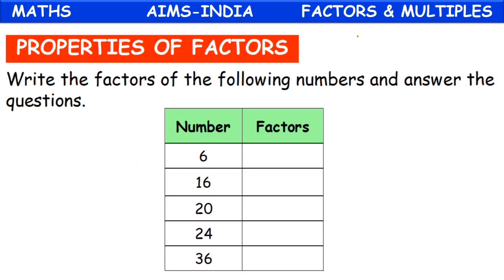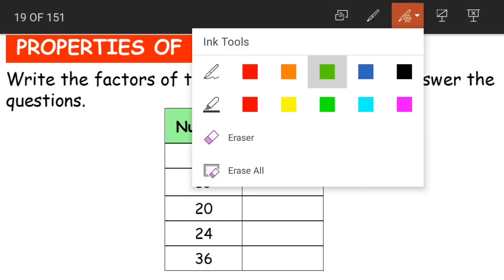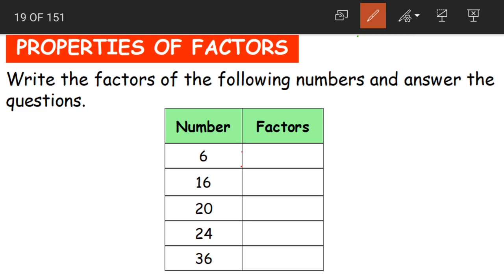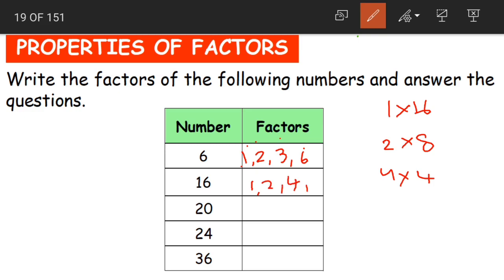Yes. Now next, properties of factors. Write the factors of the following numbers and answer the question. The factors of 6 would be 1, 2, 3 and 6. 1 6 is 6 and 2 3s are 6. Yes. Next, the factors of 16 would be 1 16 is 16, 2 8s are 16. That's it. And 4 4s are 16. Yes or no? So 1, 2, 4, 8 and 16 are the factors of 16.